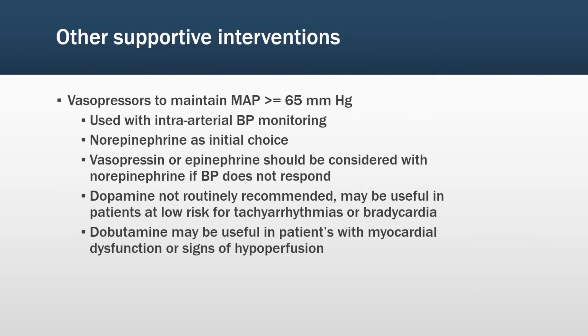As sepsis progresses to septic shock, vasopressors are required to maintain a MAP of greater than 65 millimeters of mercury due to the massive vasodilation and the failing of compensatory mechanisms. Norepinephrine is the first choice and should be titrated using intra-arterial blood pressure monitoring. If norepinephrine is insufficient to maintain the blood pressure at 65 millimeters of mercury, vasopressin or epinephrine can be considered.